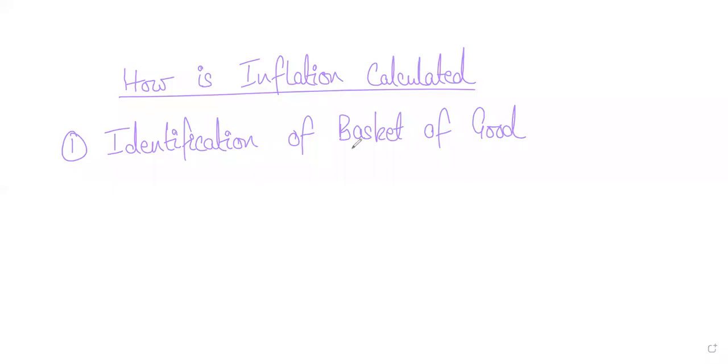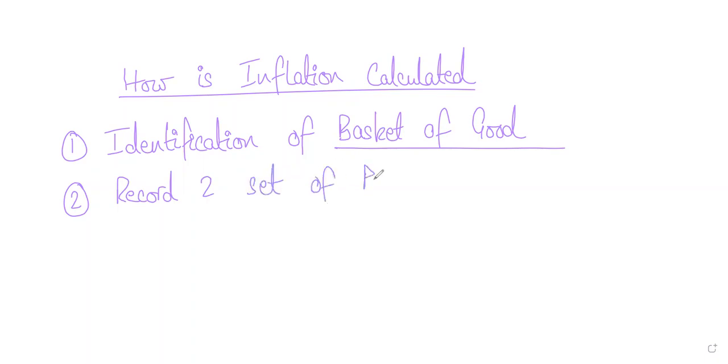Okay, so identification of basket of goods, right? So that's one thing. Then another thing, the second step for calculating CPI is to record two sets of prices. Now, this is very interesting to discuss. How is that done? Record two sets of prices, right?